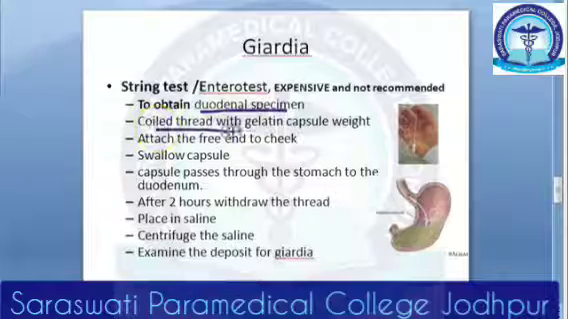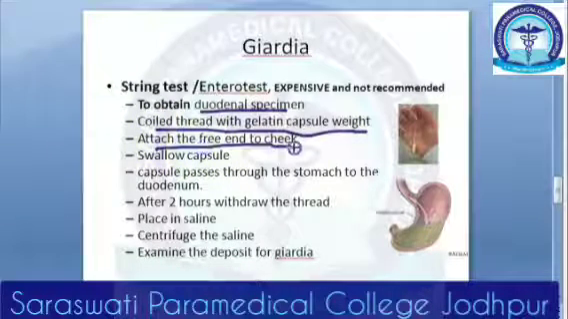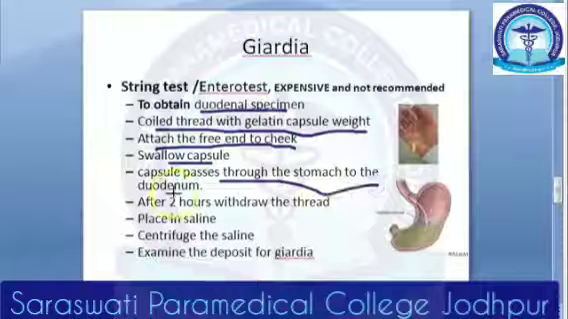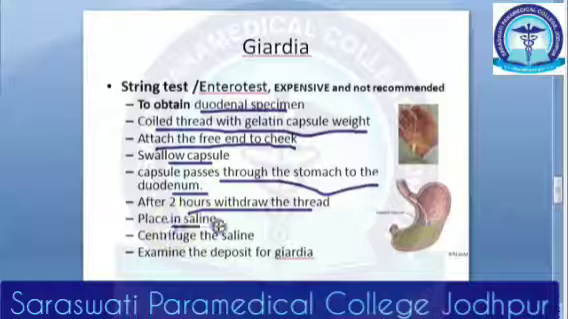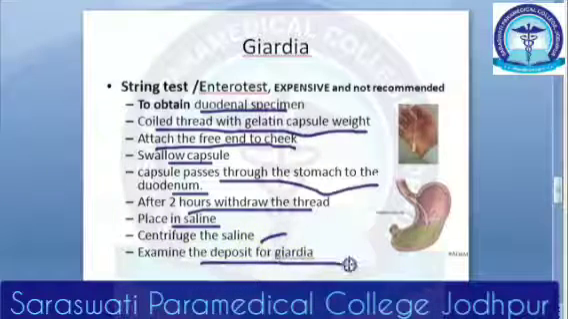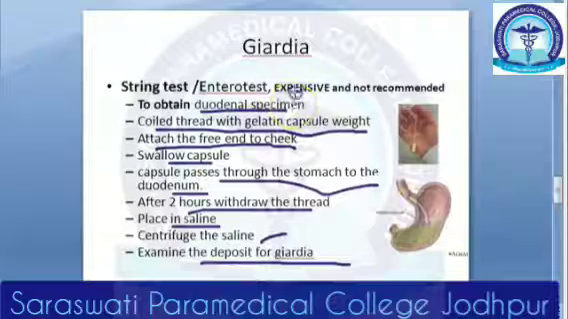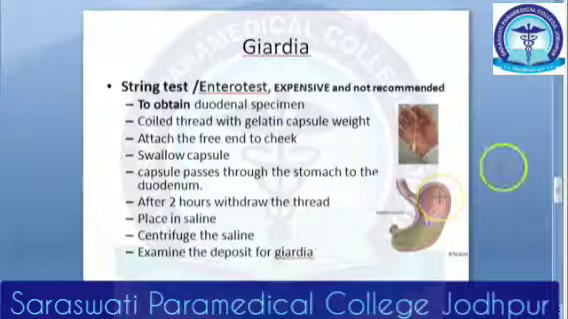They use a coiled thread with a gelatin capsule weight. They attach the free end to the cheek. The person swallows the capsule, and it passes through the stomach to the duodenum. After 2 hours, they withdraw the thread and place it in saline. Then they centrifuge the saline and examine the deposit for Giardia. So this is an expensive and not recommended test, but it's kind of an interesting thing.